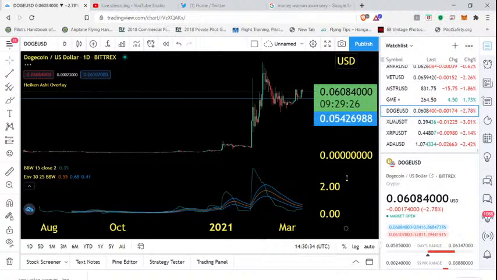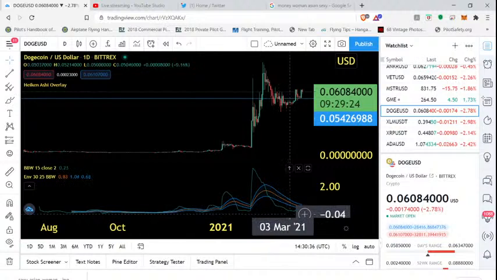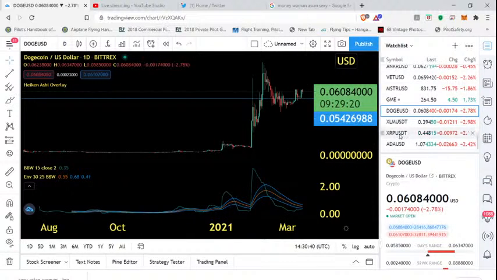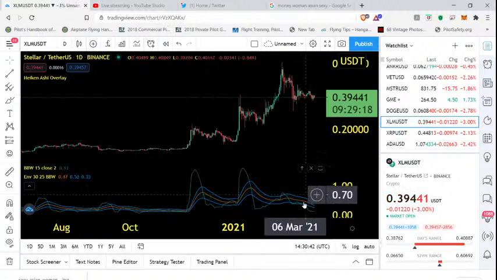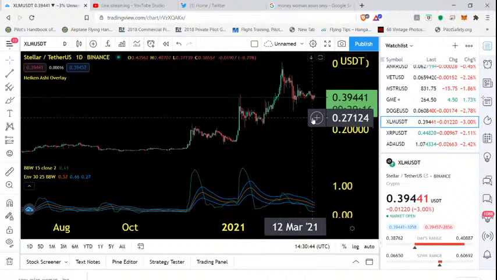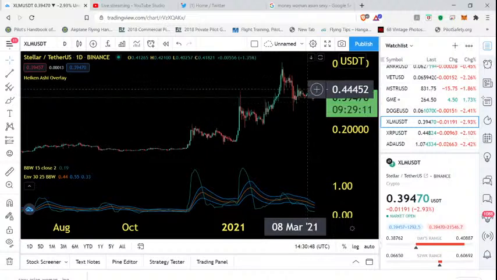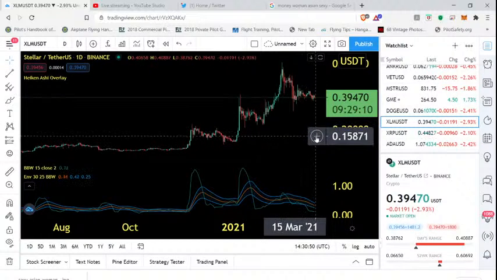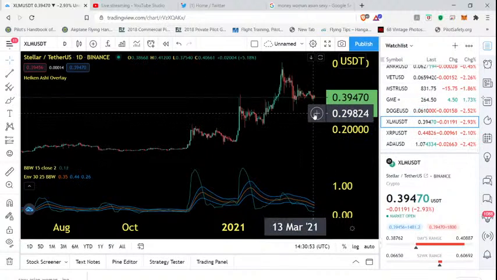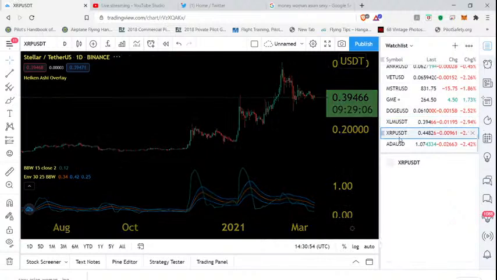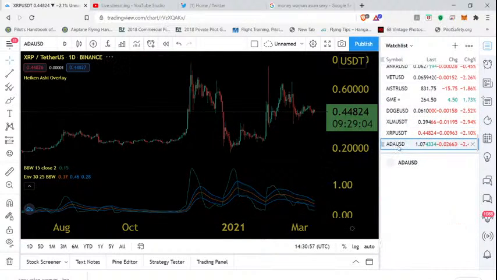Doge is actually back in reaccumulation. It's been in for quite some time. Starting to look strong again, looking good. XLM, same thing, reaccumulation. Longer bottom wicks than top wicks. That is reaccumulation, but not looking bad. We already talked about XRP.